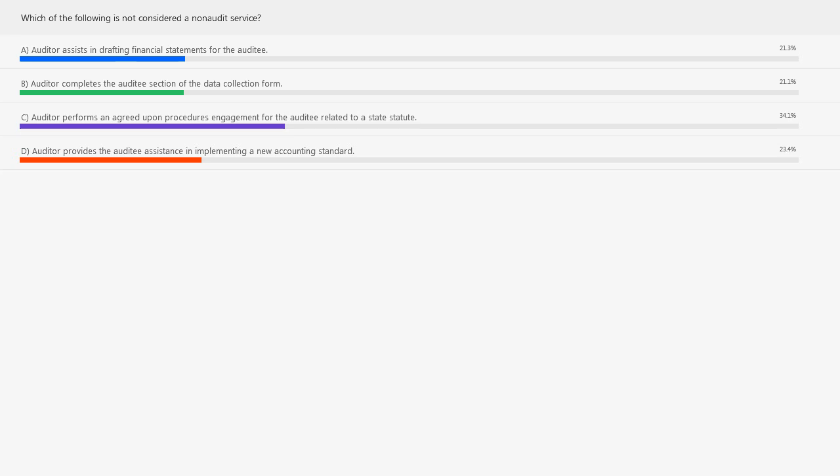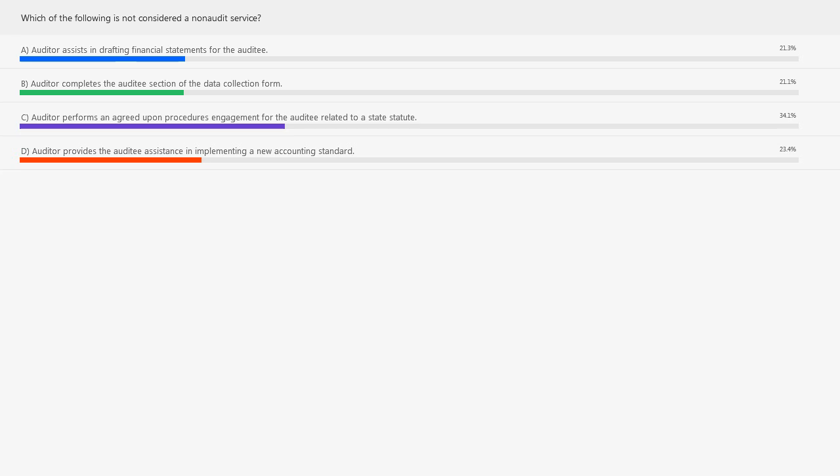So it's interesting. On answer A, the auditor assisting in drafting the financial statements, I knew this was going to be a trick question. Actually, that is a non-audit service. It usually comes with the auditor's financial statement audit service. The two are sometimes very closely aligned with each other, but it's actually outside the scope of a financial statement audit, and it's a non-audit service. Number B, the auditor certainly does have to complete their section of the data collection form, and that is part of the financial statement audit and the single audit. But the auditor completing the auditee section, that's actually a non-audit service.